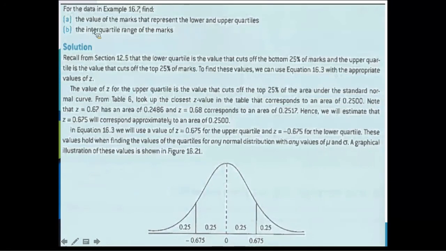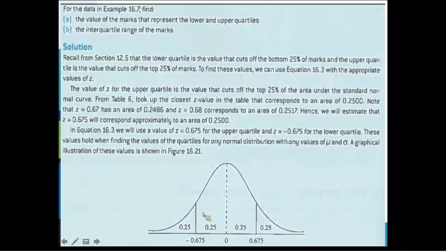Building on from that question, it says, what value of marks represent the lower and upper quartiles? And what marks would be the interquartile range of marks? So, the topic from a couple of weeks ago showed us that the lower quartile would have 25% of the results below and 75% above. The upper quartile, 25% above and 75% below. And there's the median right in the middle.